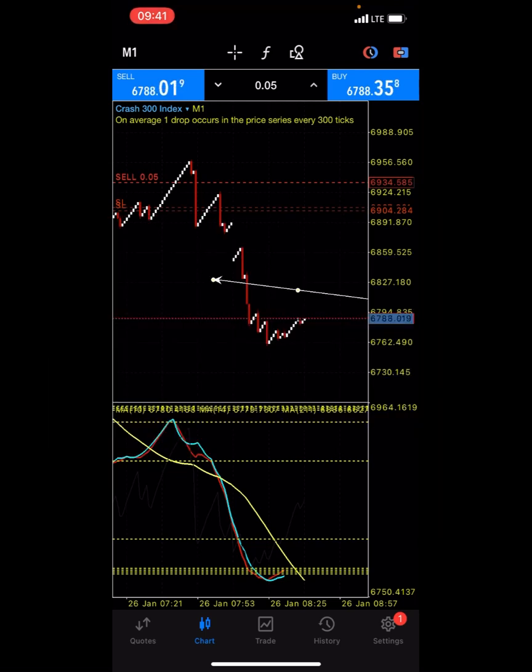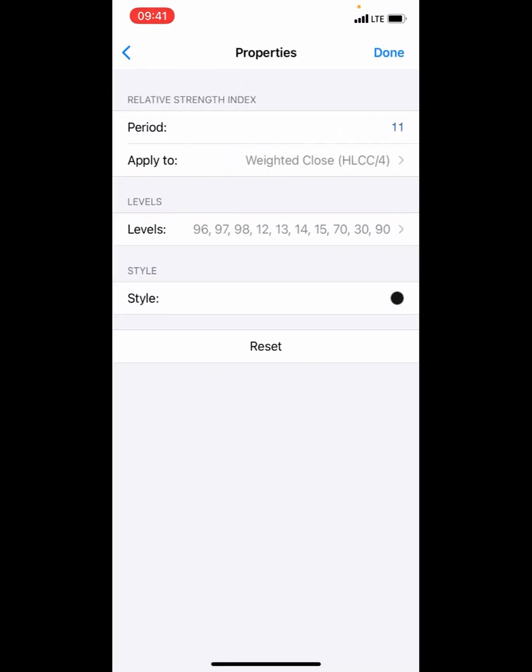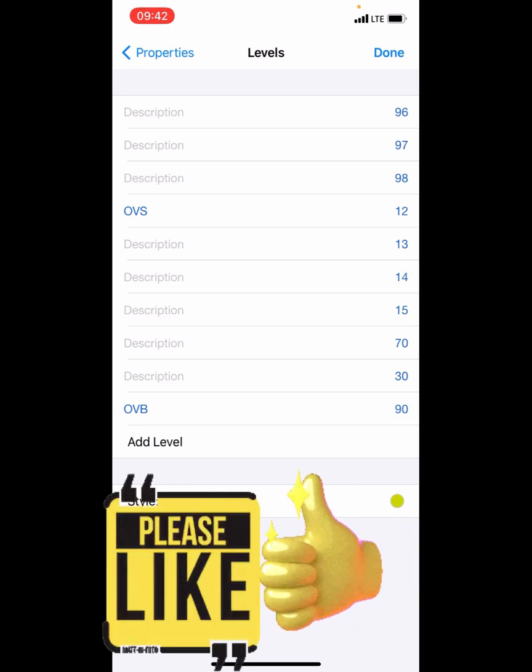All right, the settings, guys. So the settings for this strategy, you want to click on the F icon. You want to put the relative strength index first. The relative strength index, the period is 11. Apply to weighted close HLCC/4. Levels, you have 96, 97, 98, 12. You label it as OV, as oversold. Then you have 13, 14, 15, 70, 30, and 90 as overbought. All right, then you put the color you desire. Just make sure it's a color different from your background. Your background might be white or black.